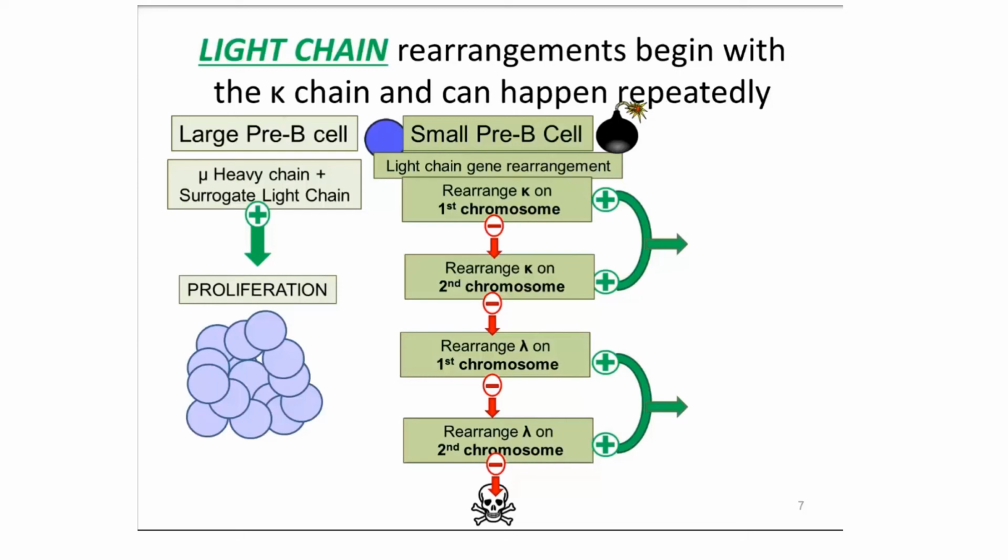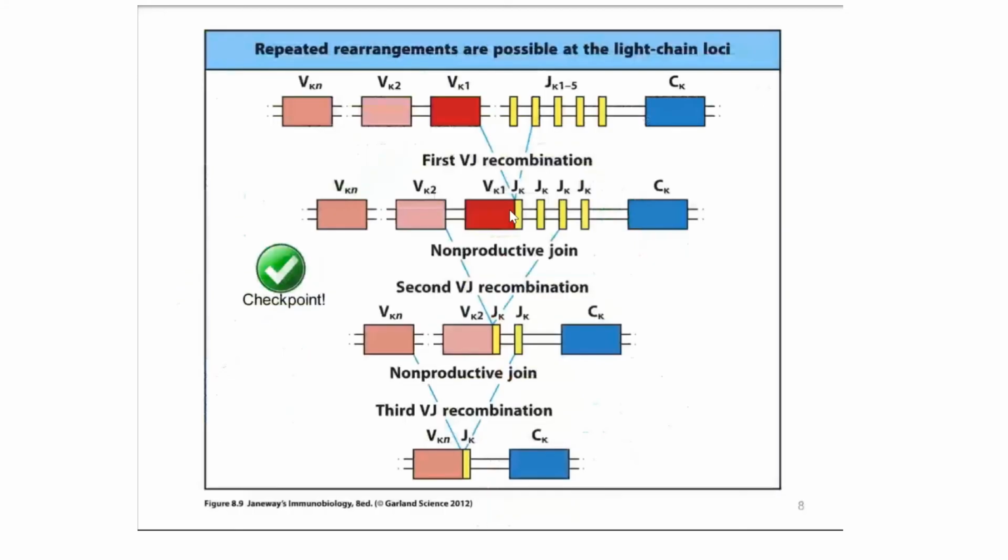But wait, there's more. There's a lot of different V regions, right? Dr. Lint talked about how there's a bunch of V regions, there's a bunch of J regions. So let's say we're still on chromosome number 1. There are actually 5 J kappa regions and 4 J lambda regions. I don't expect you to remember those numbers, but I'm saying this just to point out that this cell could make repeated rearrangements on its light chain.